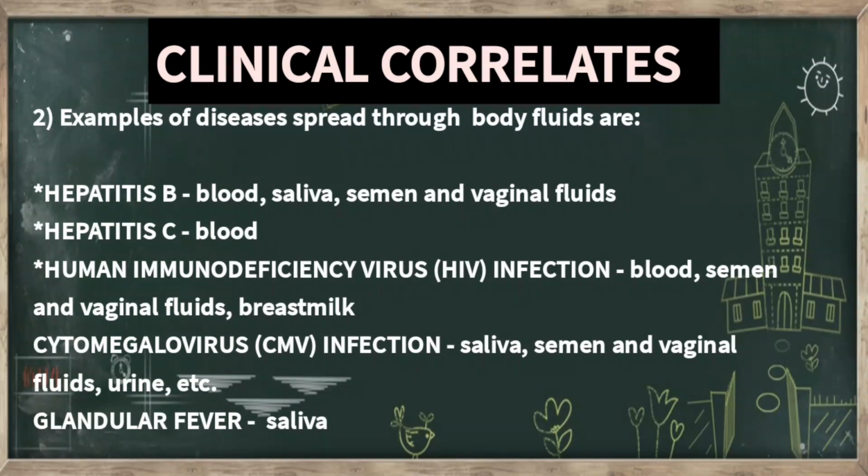The fourth one is cytomegalovirus, that's CMV infection. Cytomegalovirus infection spreads through the saliva, the semen, and vaginal fluid, the urine, and all others. And the fifth one is the glandular fever. This one is mainly spread through the saliva.